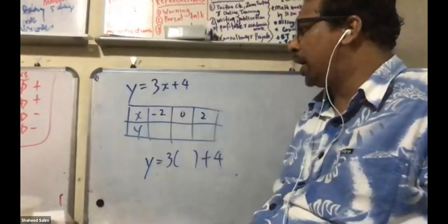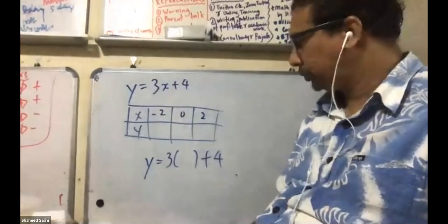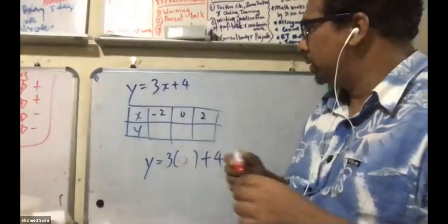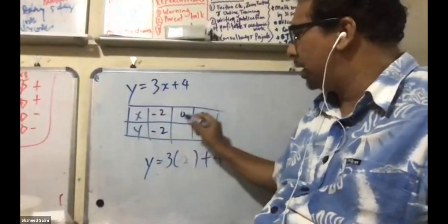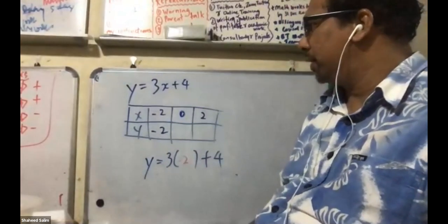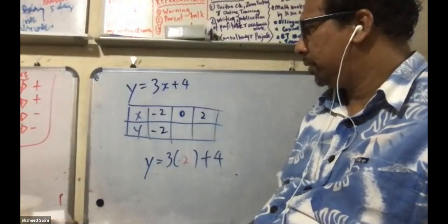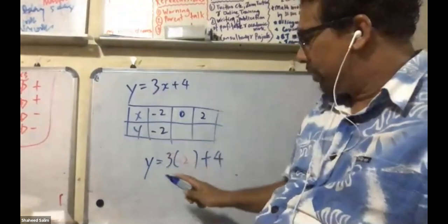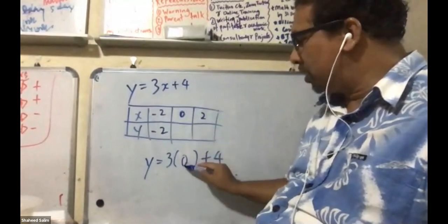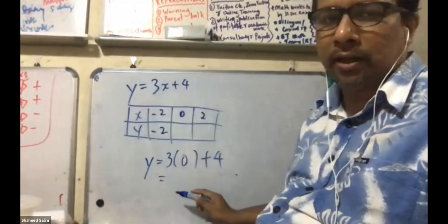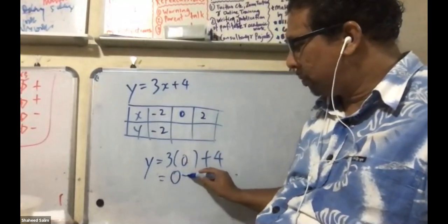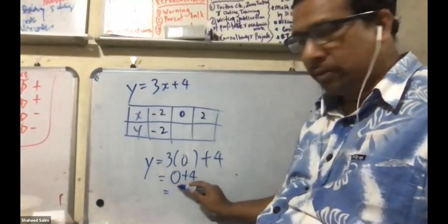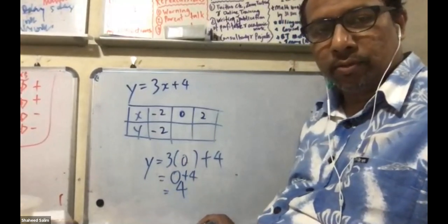Ryan, what's the answer for the first one? X equals to minus 2, what's y? Minus 2. Okay, Shafi, you agree? Minus 2, right? Inshira, x equals to 0, what is y? Down here you put 0. 3 times 0 is how much? Don't tell me 3. 0. 3 times 0, 0 plus 4 equals to 4. Shafi, you got 4?